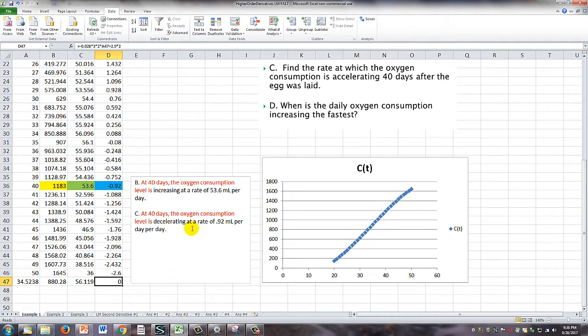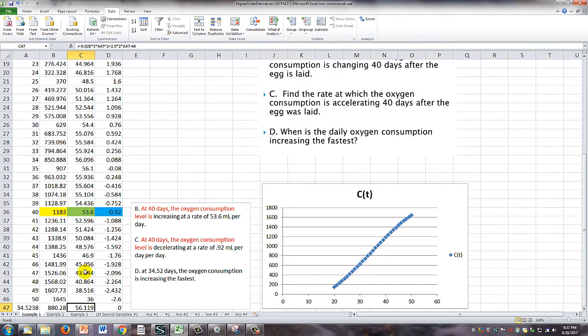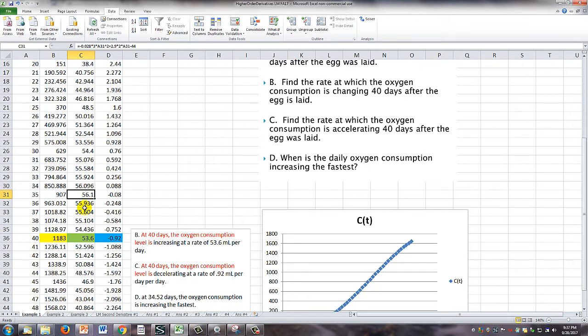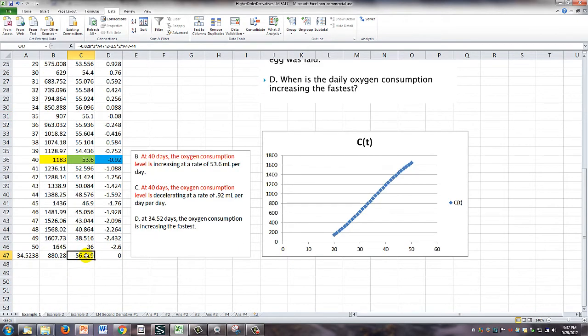Okay, and so you know now that at 34.52 days, the oxygen consumption is increasing the fastest. And you could tell what is the oxygen consumption level, 880 milliliters. You could see that it's increasing at a rate of 56.12 milliliters per day, and you can check your values here and see that it is indeed the rate of change is highest right here.